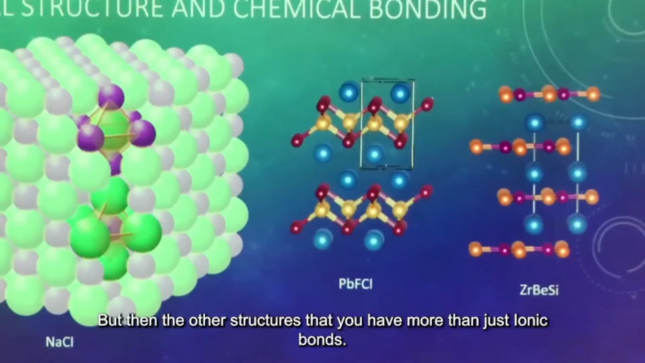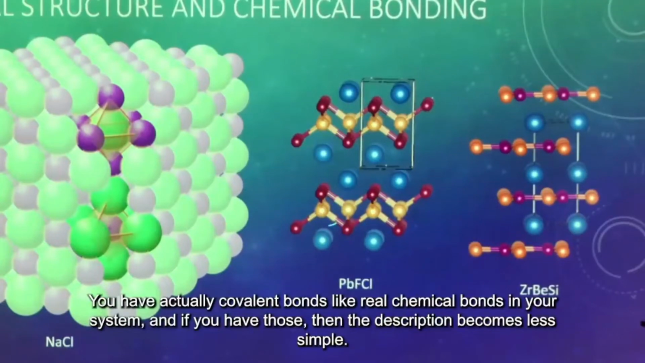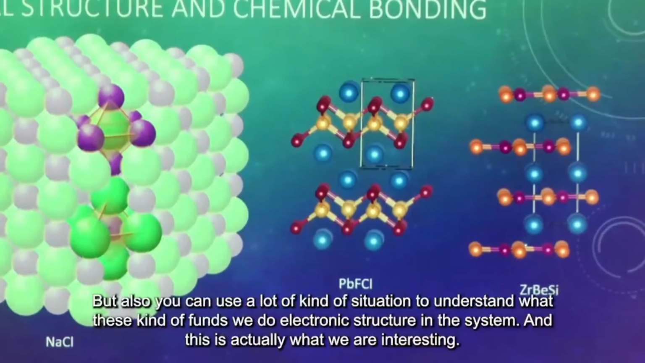But then there are other structures where you have more than just ionic bonds. You actually have covalent bonds, like real chemical bonds in your system. If you have those, the description becomes less simple, but you can also use a lot of chemical intuition to understand what these kinds of bonds will do to the electronic structure of the system. And this is actually what we are interested in understanding in the group.